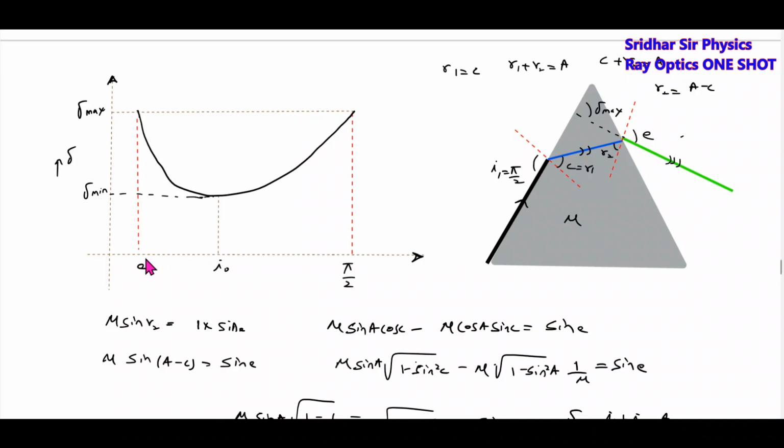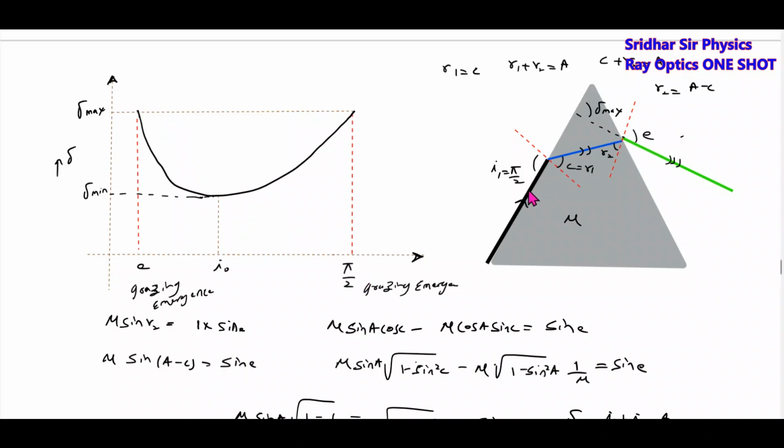What about the other angle? The other angle, when angle of incidence equals pi by 2, is grazing emergence. This will be grazing incidence. This will be grazing emergence. Again, the deviation will be maximum. And it will be minimum deviation also. What about maximum deviation? One angle will be pi by 2.